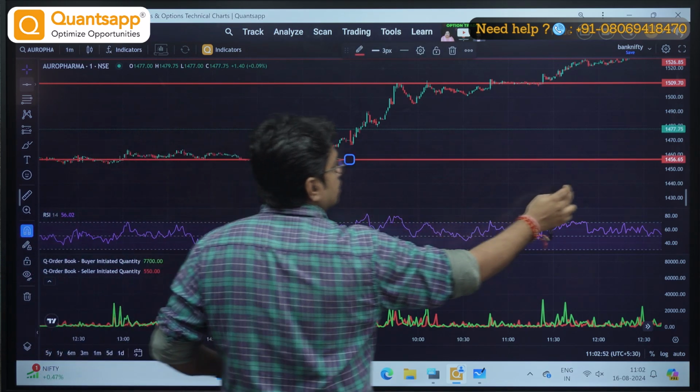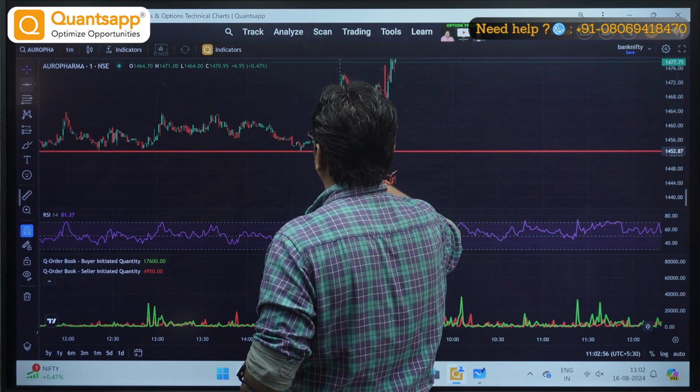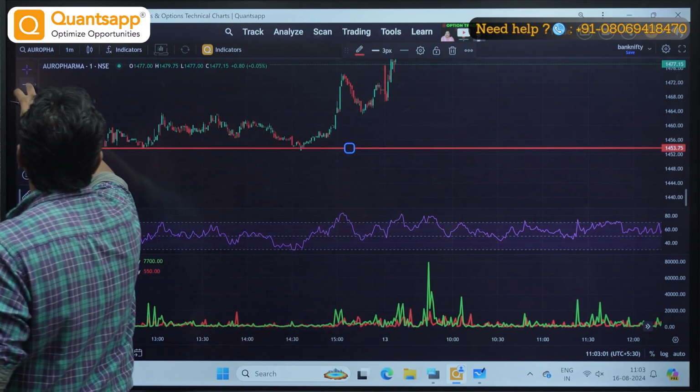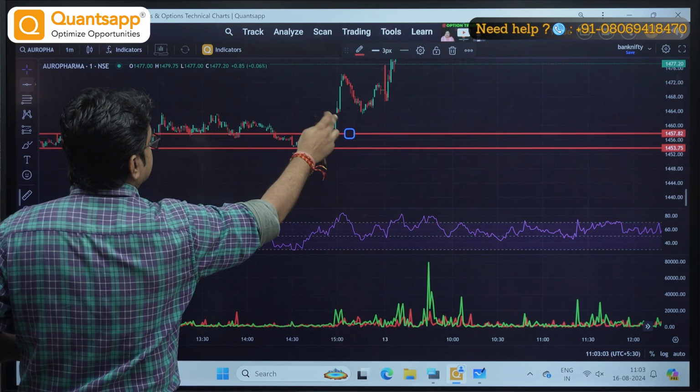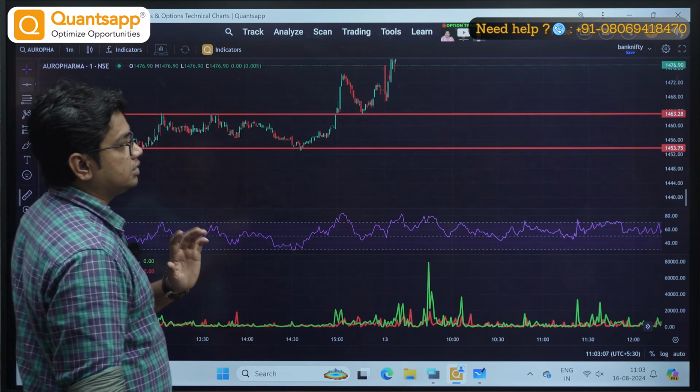Okay, let me draw this line further. This is the support I have marked. You can see the price has moved upwards, and here the price is also retracing, respecting this particular level. So this is the support I have marked.